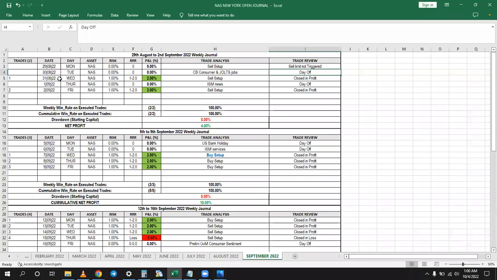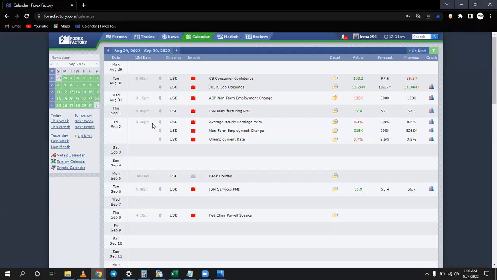So we can see how on our Wednesday, it was a sell setup and it was closed in profit, up 2%. Now let's jump to our 1st of September, which was a Thursday.